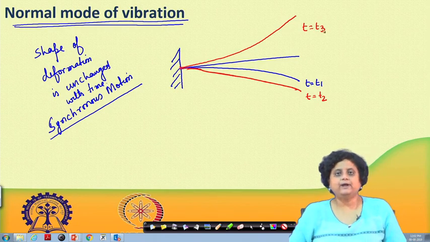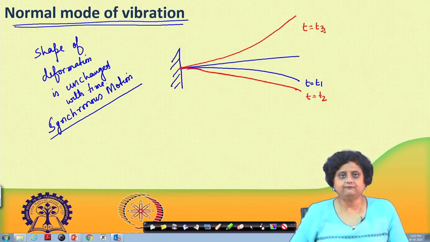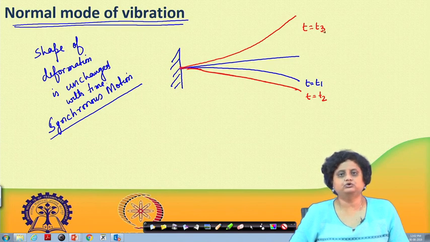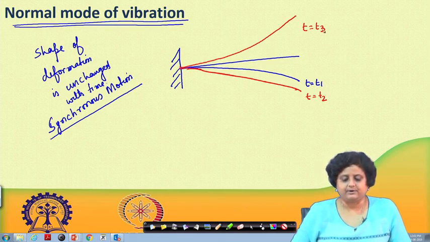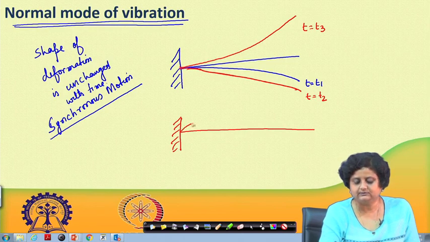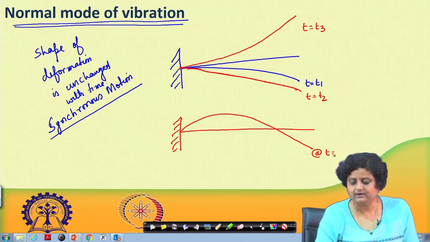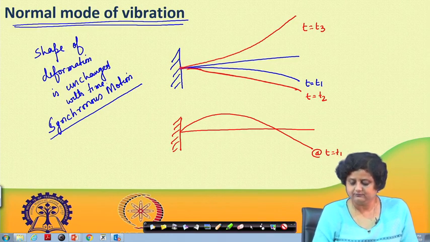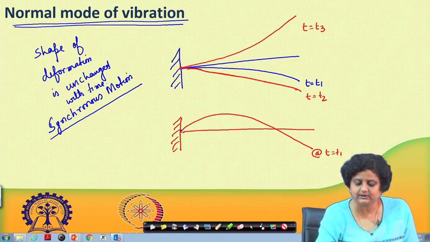Okay. And we have seen earlier that this undeformed shape is the mode shape of the system under that normal mode of vibration. So, this I can also draw in this form. So, suppose this is the deformed shape at t equals t1, the deformed shape at t equals t2.